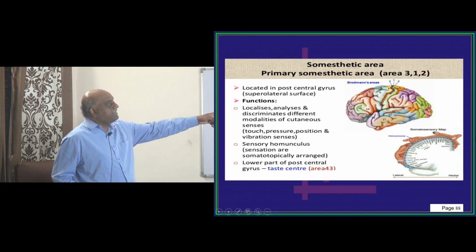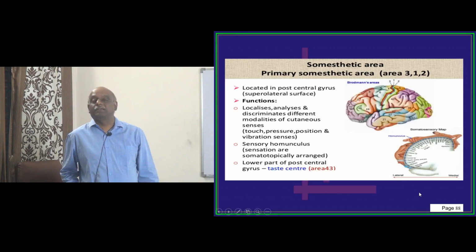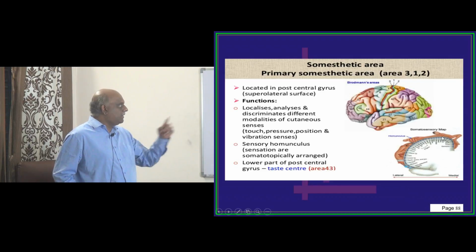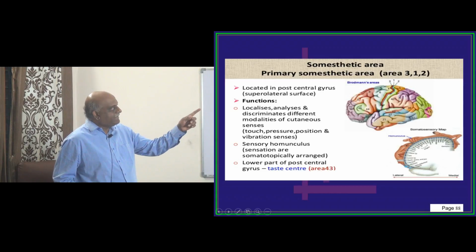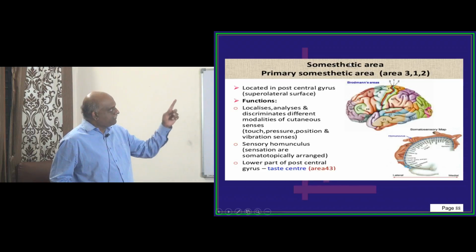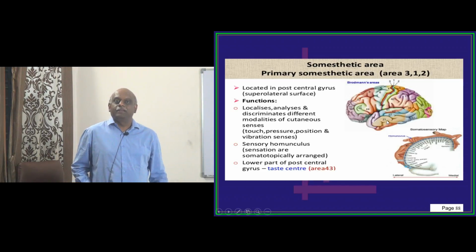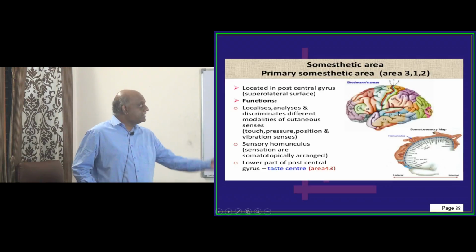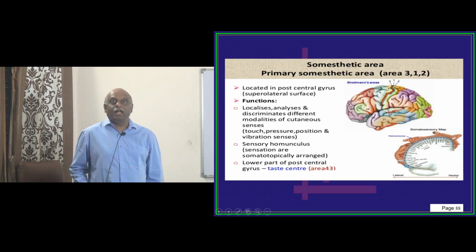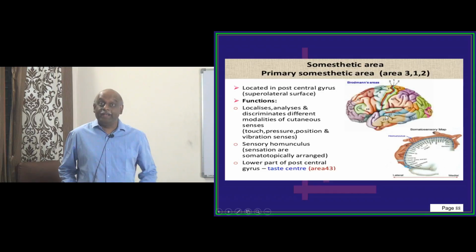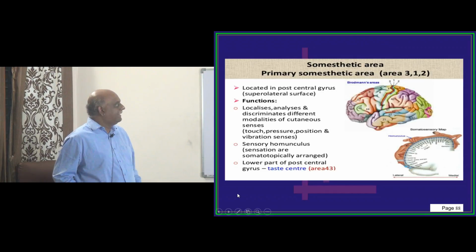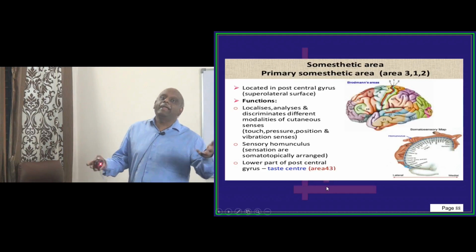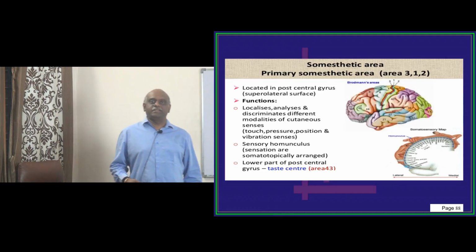Similarly, there is a sensory homunculus, just like motor homunculus, somatotopically arranged. The sensory somesthetic area कहाँ है? Post-central gyrus में है. इसका lower part में आपको taste center होता है. Taste is also another special sense, no? It is a part of the somesthetic area's extension. And that is the area 43 होता है taste sensation.